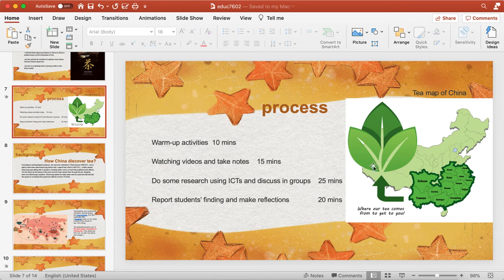Now, this is the tea map of China. You can see that the main tea producing areas are in the southeast of China. So this is one point that students can look at to find more about tea history in China.